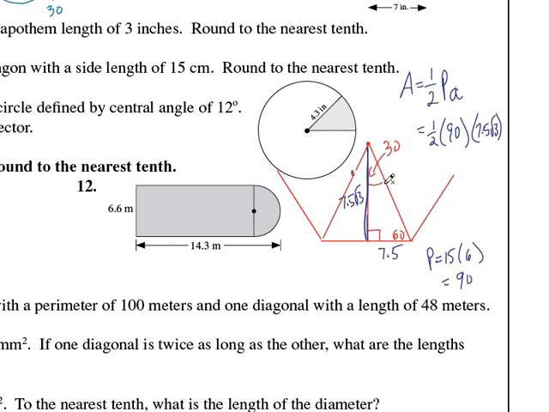You got the big angle. You can figure that out. 360 divided by how many angles you have. Should be 6 of them because there's 6 sides. Take half of that. That's 30.